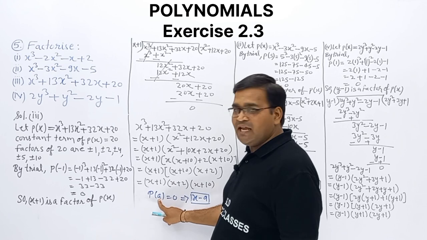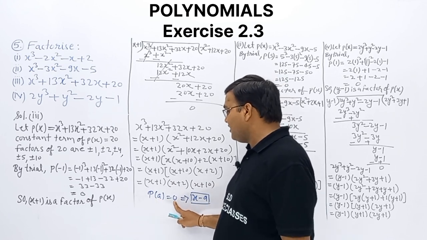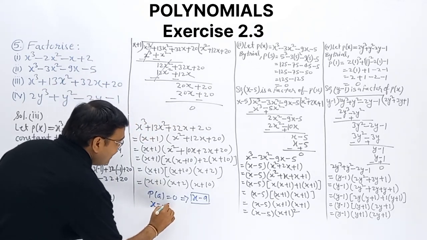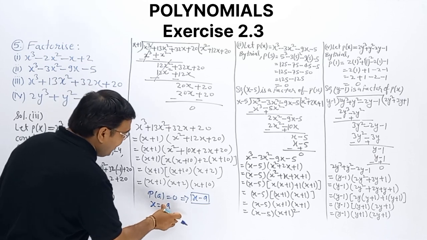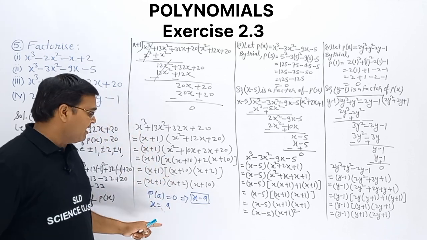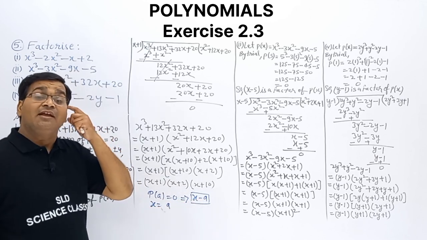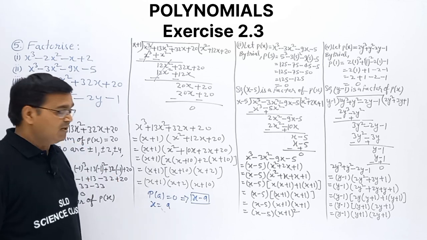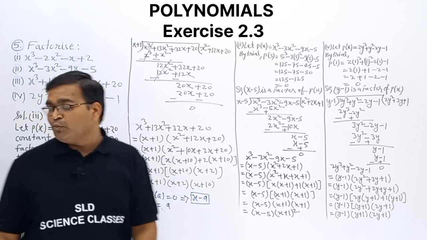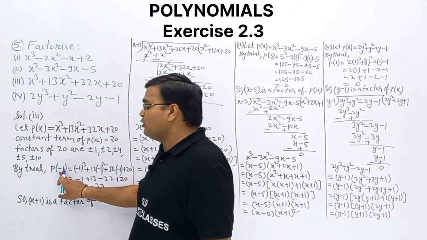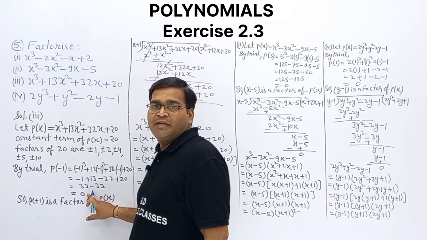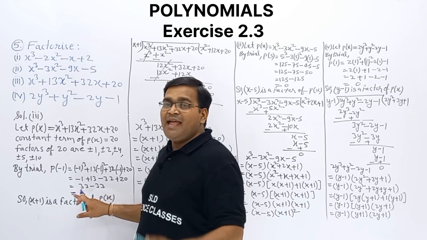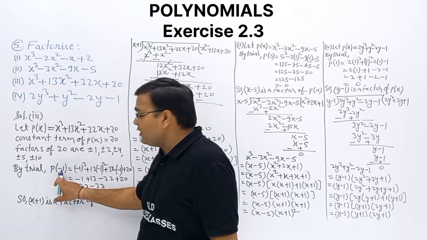Once we are putting a in the polynomial, when we are getting 0, then we can say x equal to a is the 0 of that polynomial, then x minus a will be its factor. We already studied this in the factor theorem, clear? So once we put x equal to minus 1, we are getting 0. It means x equal to minus 1 is the 0 of that polynomial. So x plus 1, we are putting x equal to minus 1.